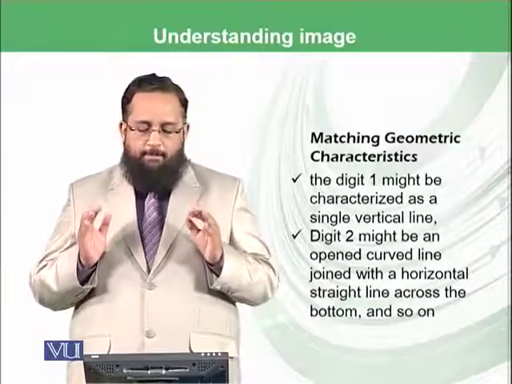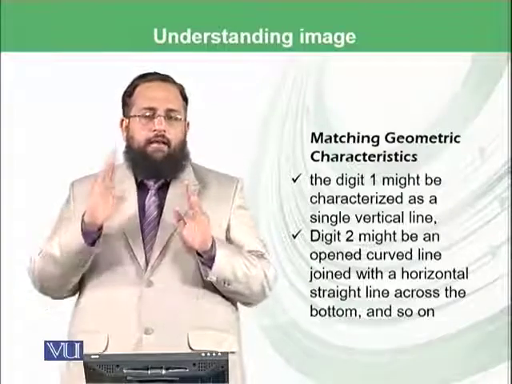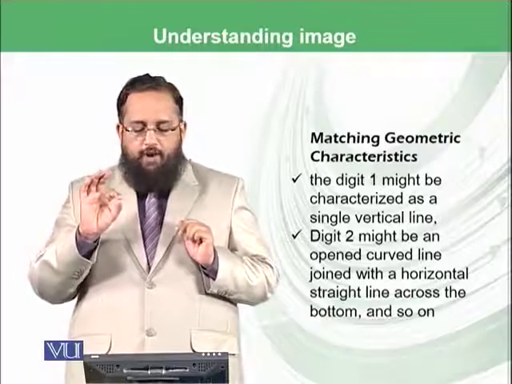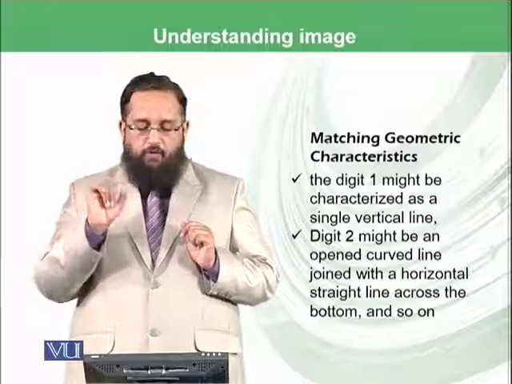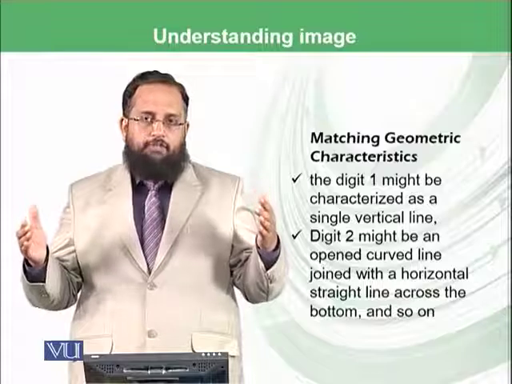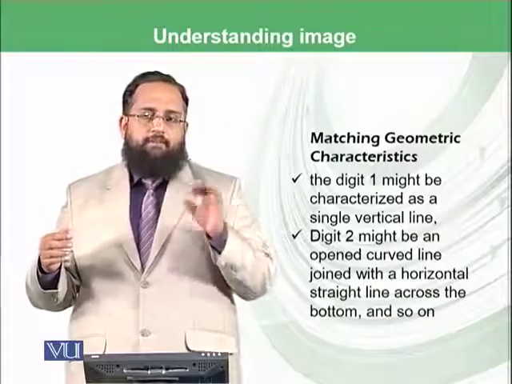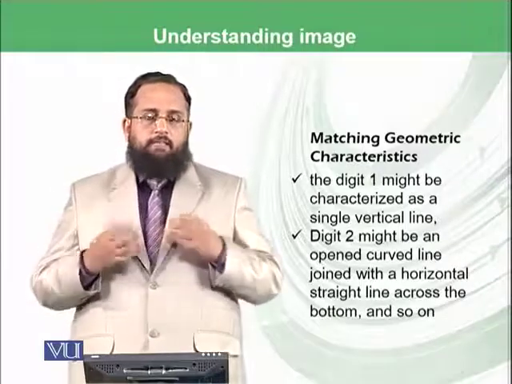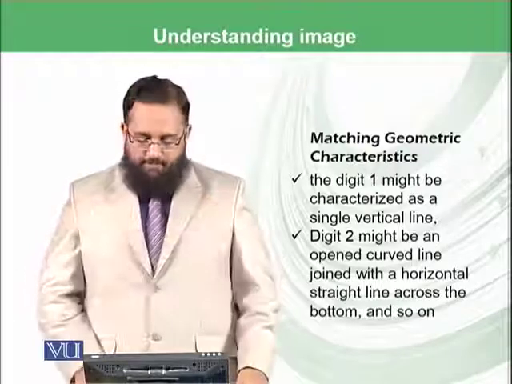The digit 1 might be characterized as a single vertical line. If there is a little fluctuation, for example, that can be handled. Digit 2 might be an open curved line joined with a horizontal straight line across the bottom, and so on. Similarly, we can come up with different geometrical shapes, and after analyzing those shapes, we can say that this is 1, this is 2, this is 4, and this is placed over here and there. This means this technique can be applied to images in different handwritten styles.